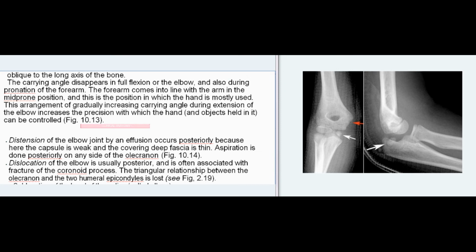Clinical anatomy: distension of the elbow joint by an effusion occurs posteriorly because here the capsule is weak and the covering deep fascia is thin. Aspiration is done posteriorly on any side of the olecranon, Fig 10.14. Dislocation of the elbow is usually posterior, and is often associated with fracture of the coronoid process. The triangular relationship between the olecranon and the two humeral epicondyles is lost, see Fig.